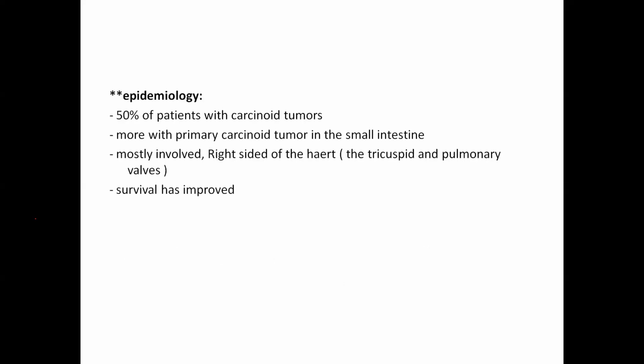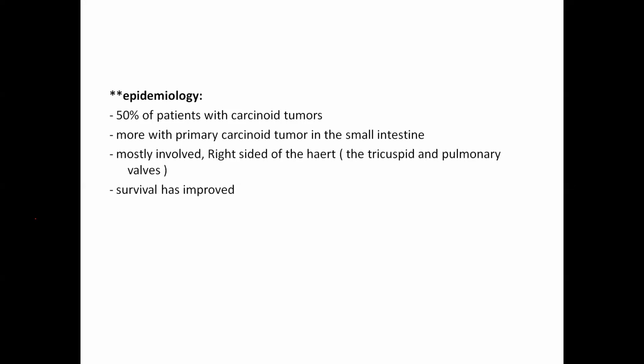Please, Khalifa. The fourth lesion is carcinoid heart disease, affecting multiple valves. Here the epidemiology: 50% of patients with carcinoid tumor will have valvular disease, and more so with the primary carcinoid tumor in the small intestine. If the primary site is the small intestine, it is more likely to cause right ventricle disease with the tricuspid and pulmonary valve.